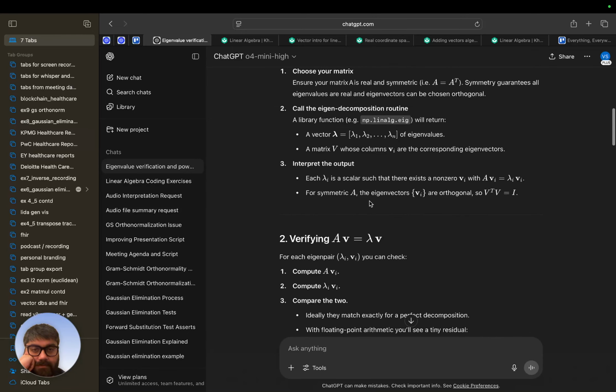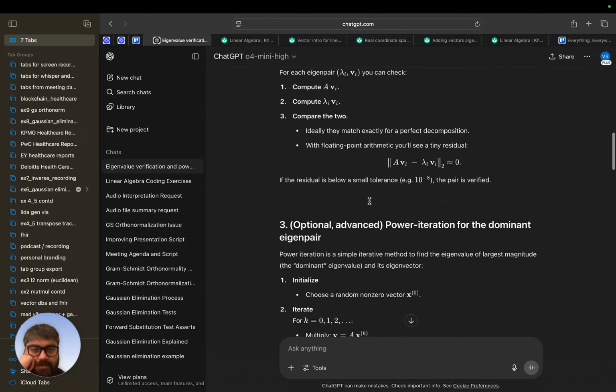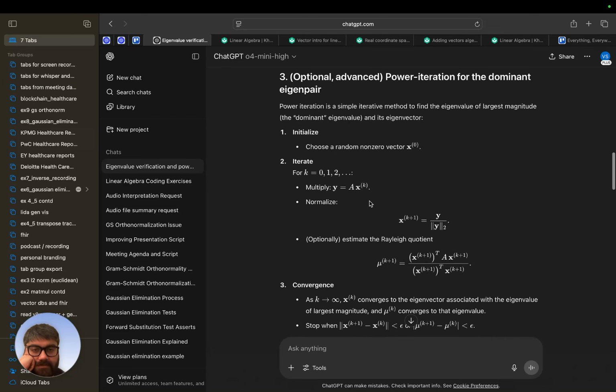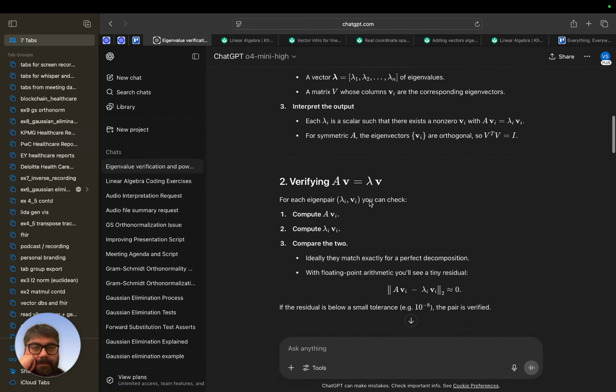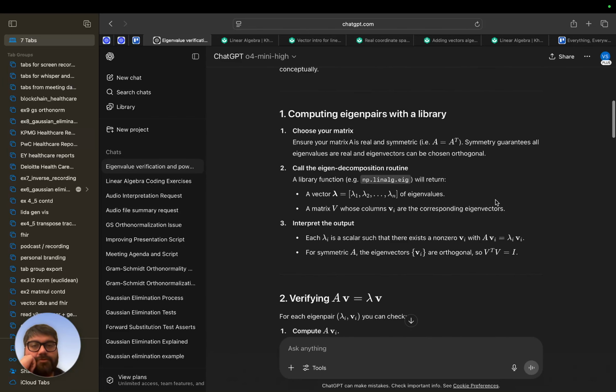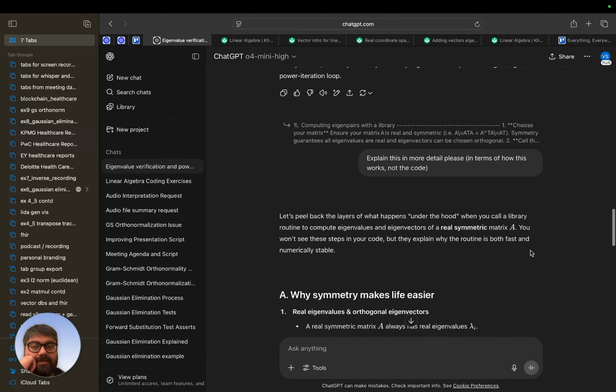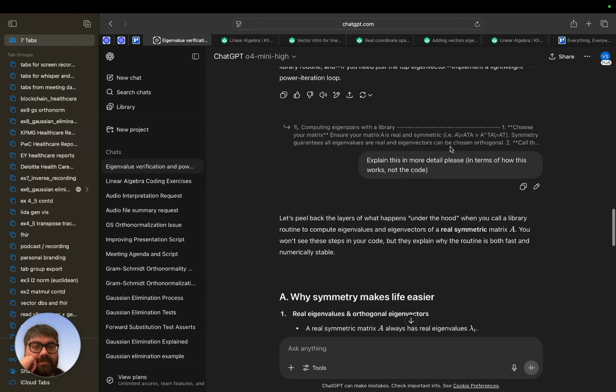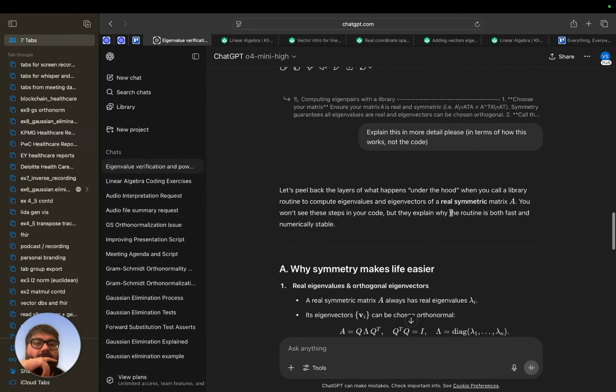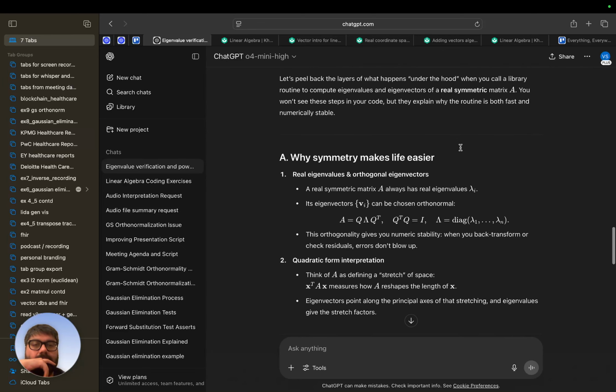Okay, so I'll be honest, I don't think I read the rest because I came straight to this and I was just really unhappy with point number 2 over here. So I just kind of highlighted this and asked it to go into more detail, and then it started going on into this, why symmetry makes life easier.